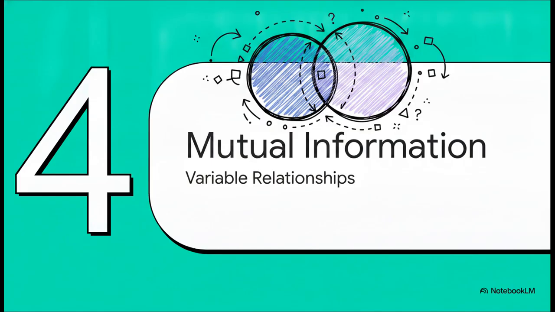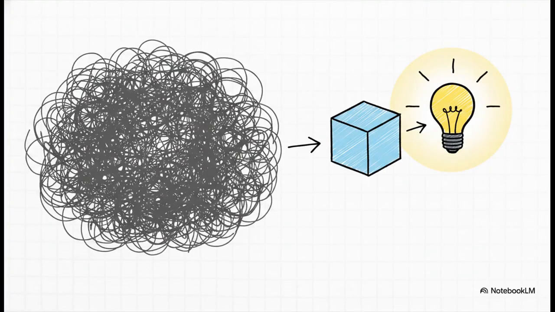Section 4, Mutual Information and Variable Relationships. Let's see how this all builds into relationships between different data sets. So the main takeaway here is that mutual information measures the statistical relationship between two variables. If you have two variables, x and y, their mutual information is quite simply the reduction in your uncertainty about x purely because someone told you the value of y. If knowing y completely eliminates your surprise about x, they have high mutual information. But if knowing y tells you absolutely nothing about x, they are completely independent and their mutual information is exactly zero.